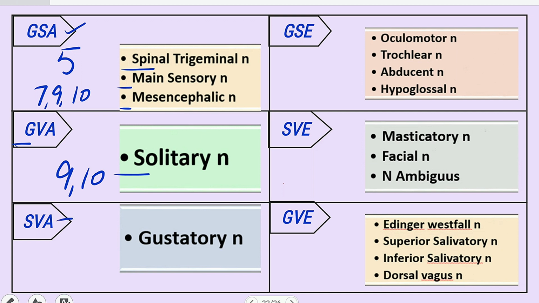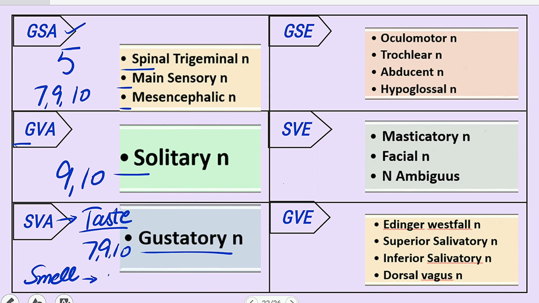Special visceral afferent component is about taste and smell. For taste, we have the gustatory nucleus and the cranial nerves are the 7th, 9th and 10th. And for smell, the cranial nerve is the first cranial nerve and the nucleus is known as the bipolar neurons.